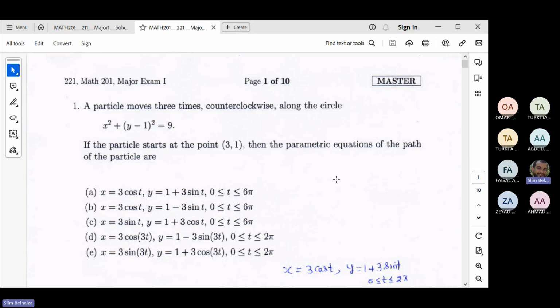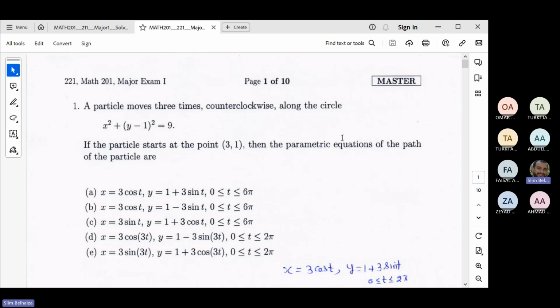Let's start. A particle moves 3 times counterclockwise along the circle given by x squared plus y minus 1 squared equals 9. If the particle starts at the point 3, 1, is it part of the circle? Yes, because when you plug in 3 squared, you get 9 plus 1 minus 1 squared, so 9 equals 9, it's part of the circle.